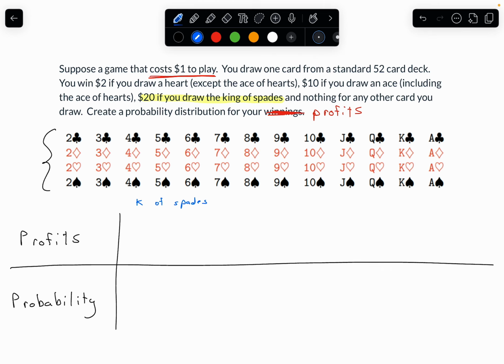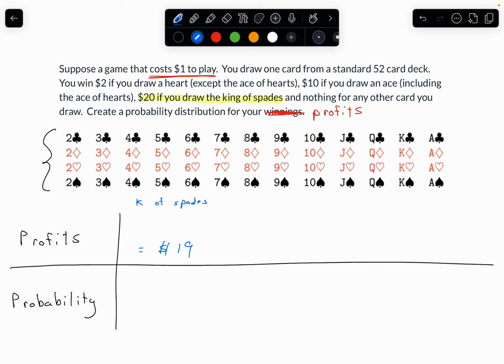Okay, so what do we know? With the profits, we win $20, but we have to remember that the game cost me $1 to play. So I get $20, I take away 1 for the cost, I end up with 19 for my total profit. So my total profit's going to be 19 here. I'm going to erase this work.